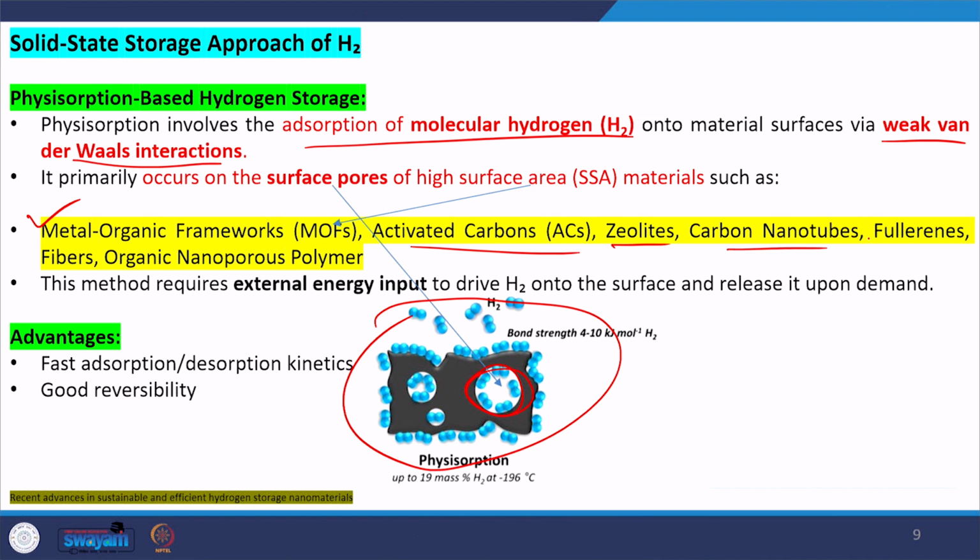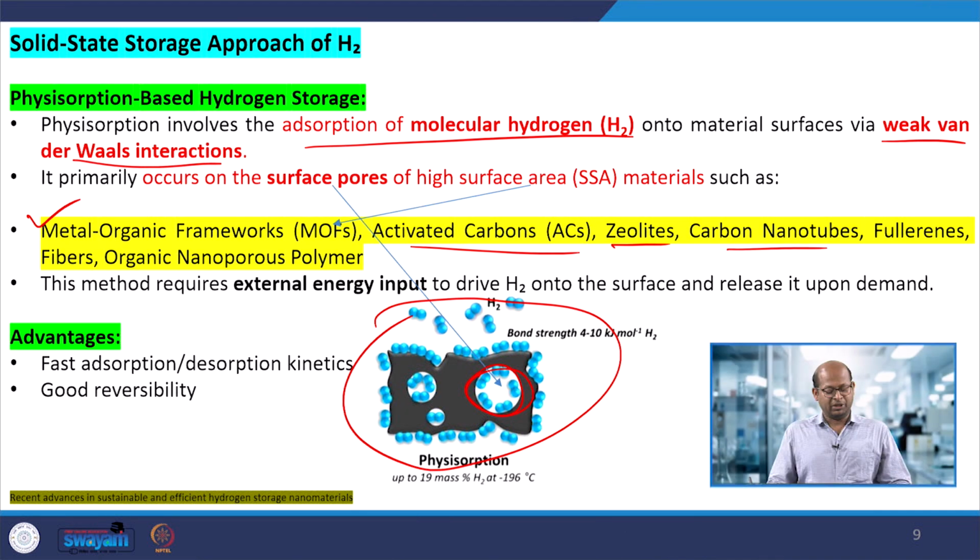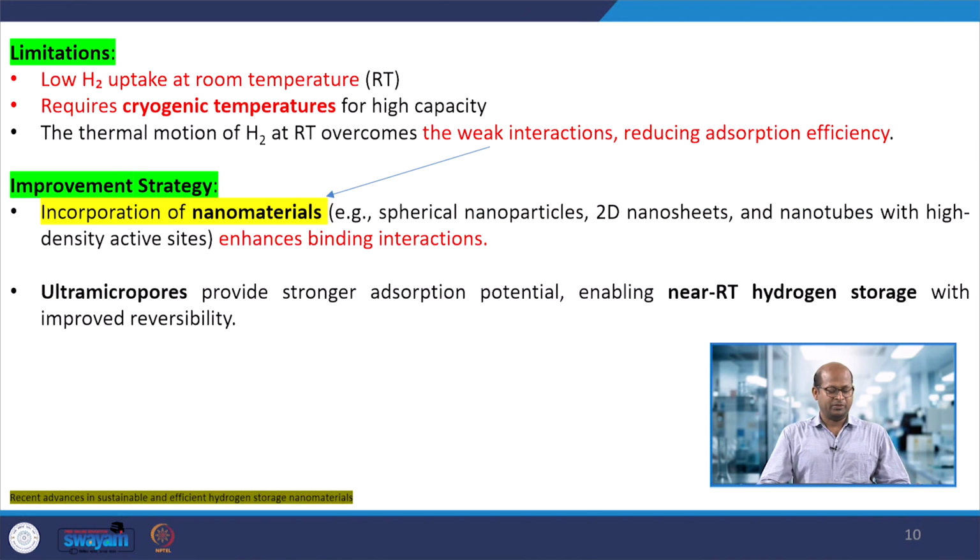So here, using physisorption-based hydrogen storage materials, I said different types of metal organic frameworks, activated carbons, zeolites, carbon nanotubes, fullerenes, and organic nanoporous polymers are also available that can be used. In this type of materials there is some advantage: the adsorption and desorption kinetics is very fast, and reversibility is also very good in this particular physisorption way of hydrogen storage.